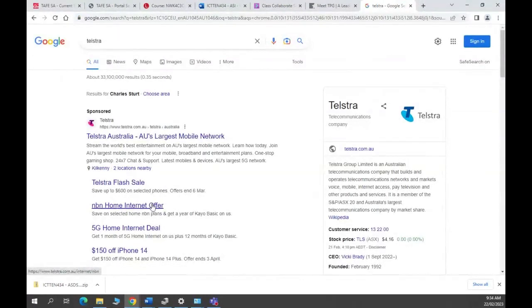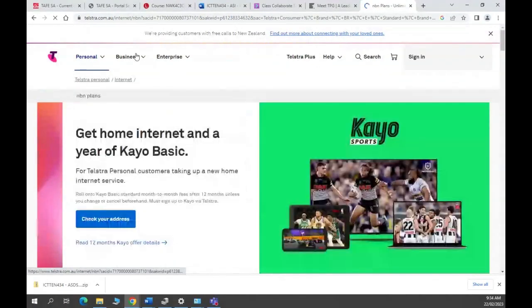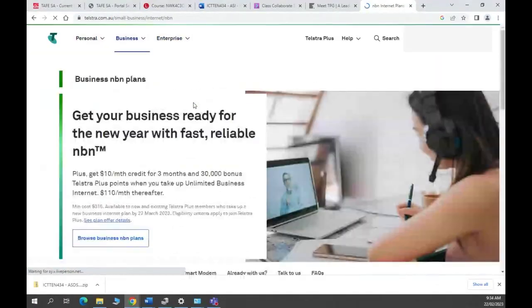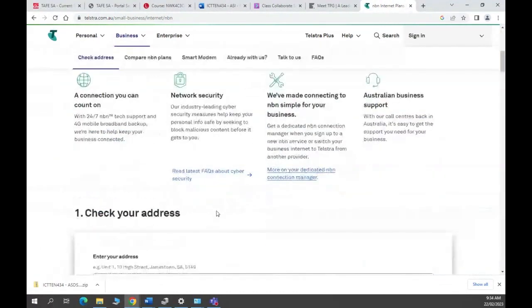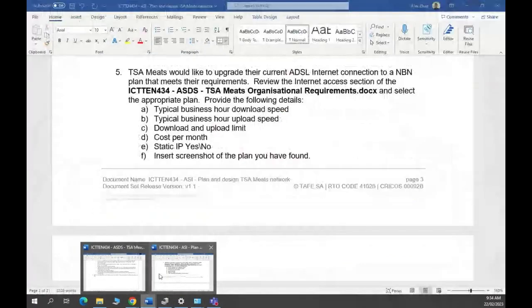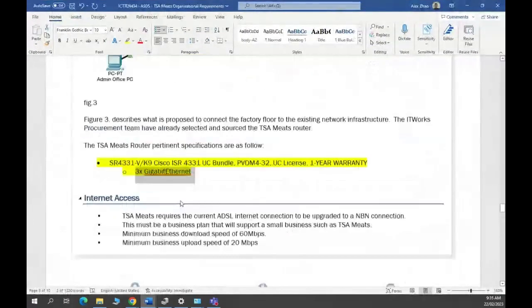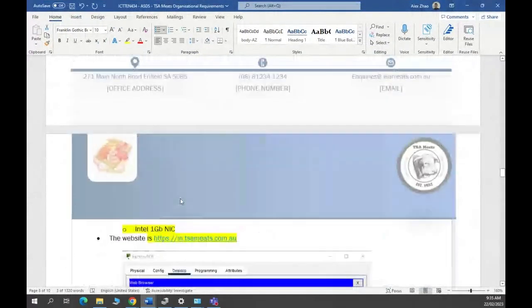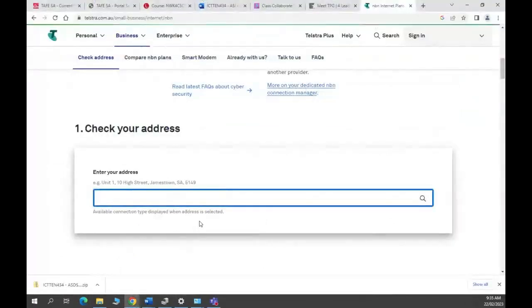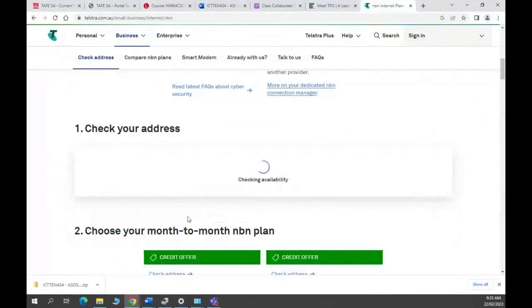NBN internet, and then we go to business internet, NBN plans, and then we have $150, wasn't it? Let's see if we can find it. Remember what we said, that the address becomes important. With the NBN, we have to see if the address has NBN capability. Let's plug it in. There it is.